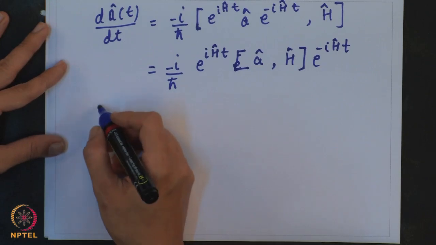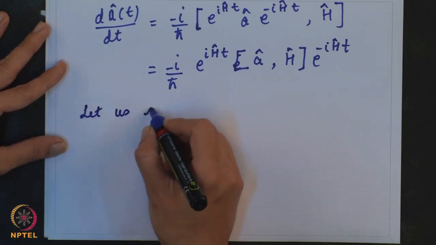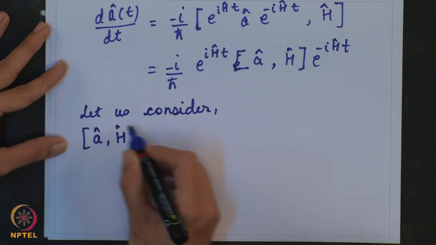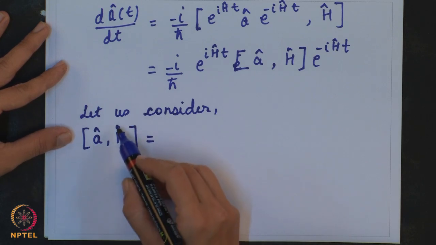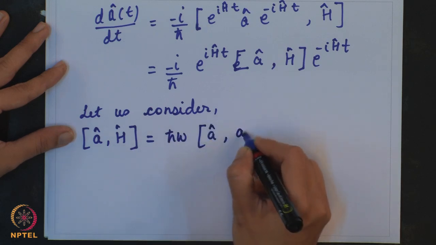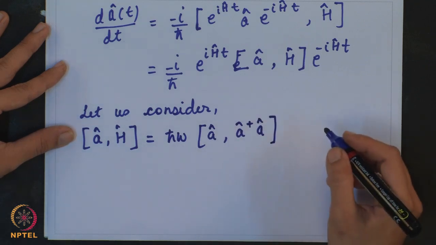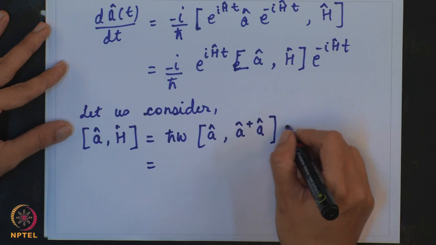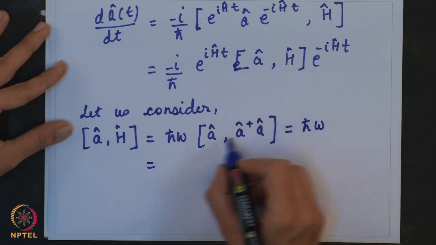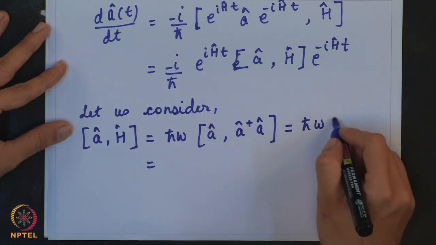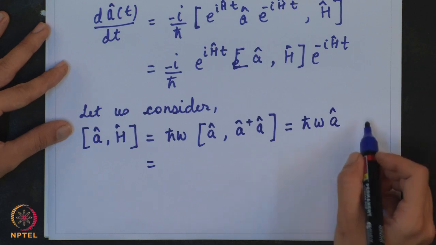Now, what we will do is, let us now evaluate the commutator of A and H. Now, we know the definition of the Hamiltonian operator, which is h cross omega times A dagger A plus half. So, h cross omega is common, so let me take it out, and you have A dagger A. The second term will not contribute, I will just not write it. So, this you all know would give me the commutator of A and A dagger, which is 1, since the commutator of A and A is 0. So, I will have just h cross omega A, right.